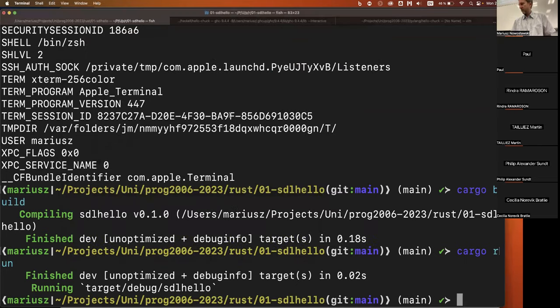All right, so that's it. We will continue on Thursday, and please try it out. Try both Haskell SDL2 and the Rust one, and make sure that you can get it going on your platform.